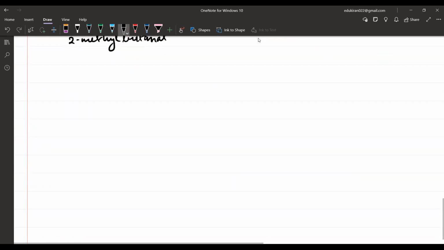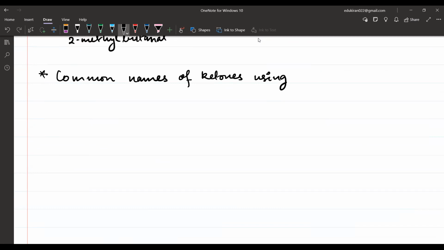Shall you write next? Common names of ketone using the alkyl substituent.